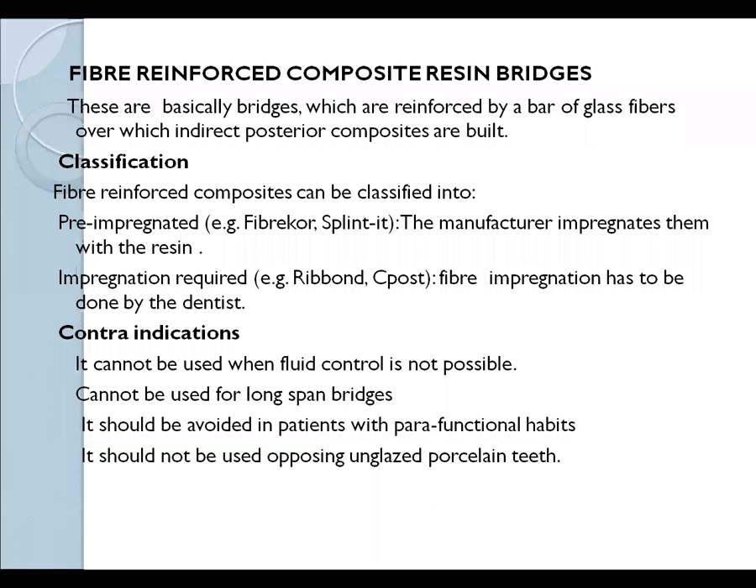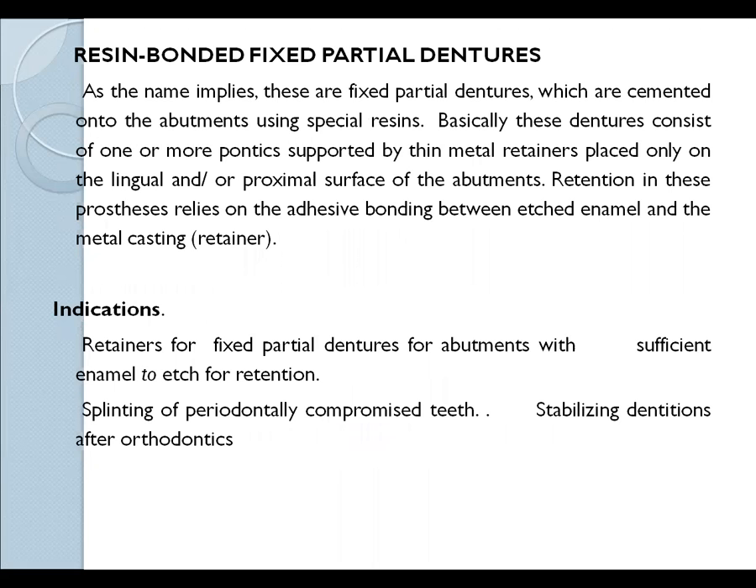pre-impregnated and impregnation required. In pre-impregnated, the manufacturer impregnates them with the resin, and in impregnation required, the impregnation has to be done by the dentist. Contraindications: they cannot be used when fluid control is not possible, and cannot be used for long span bridges. They should be avoided in patients with parafunctional habits, that is bruxism and clenching, and should not be used for opposing unglazed porcelain teeth.